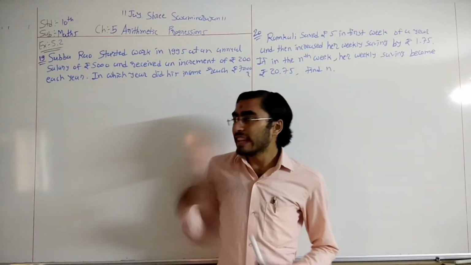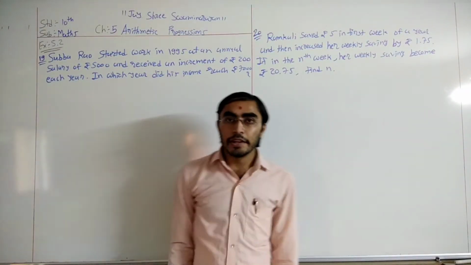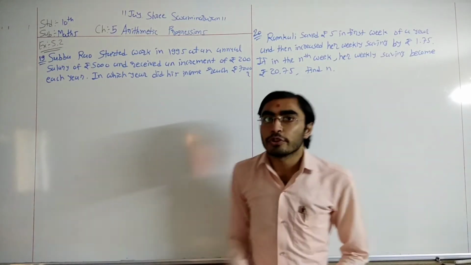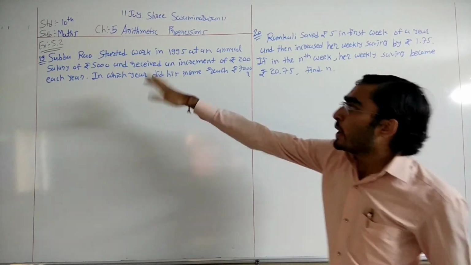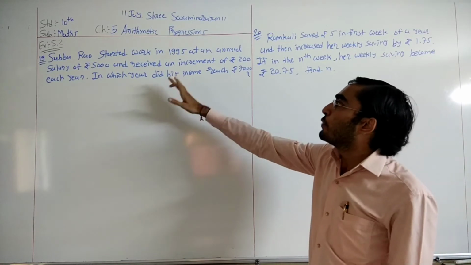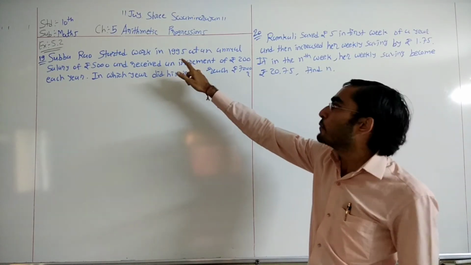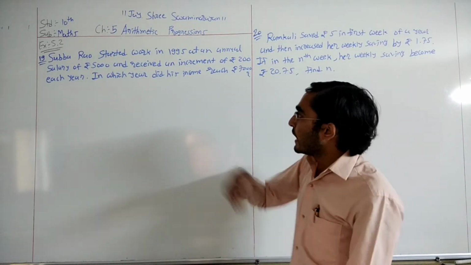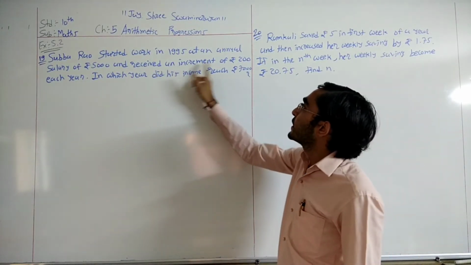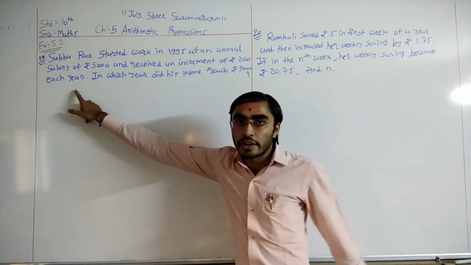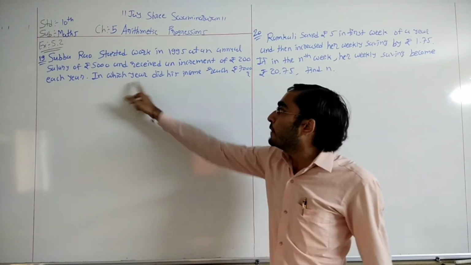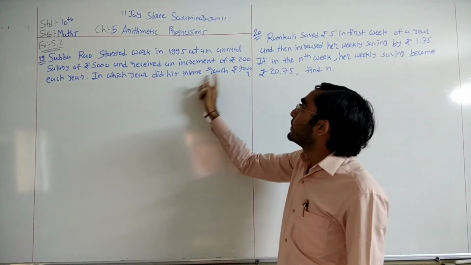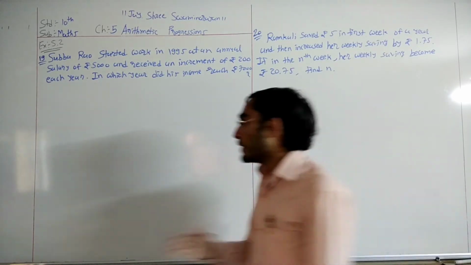After that, next is question number 19. First of all, read this question. Subbarao started work in 1995 at an annual salary of rupees 5,000 and received an increment of rupees 200 each year. In which year did his income reach rupees 7,000?